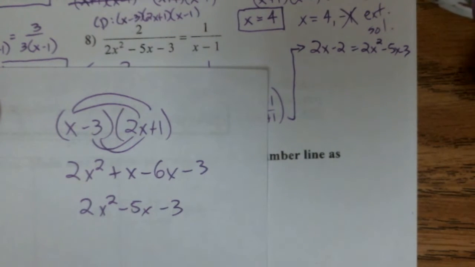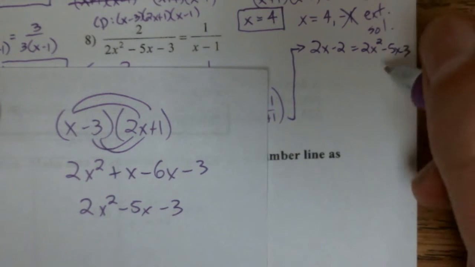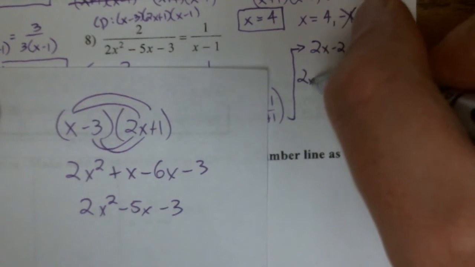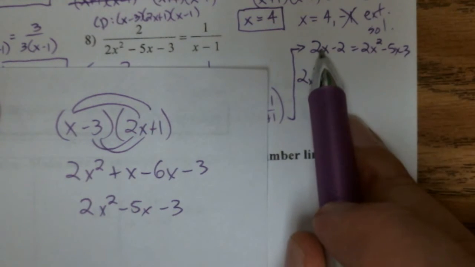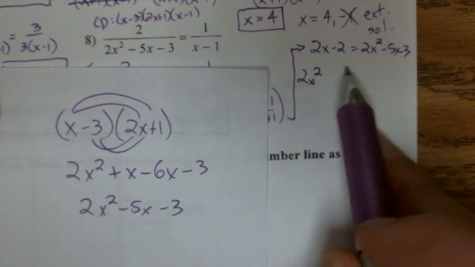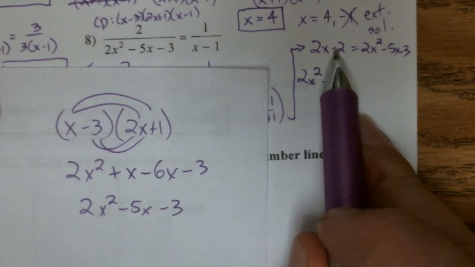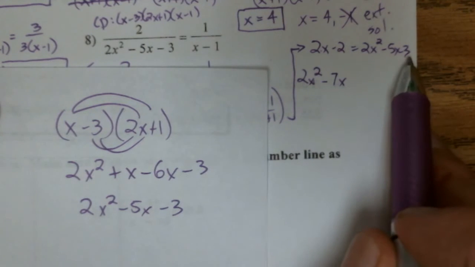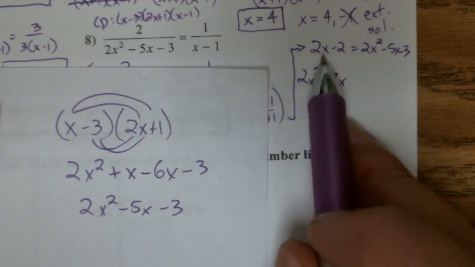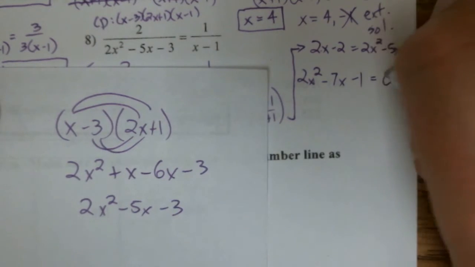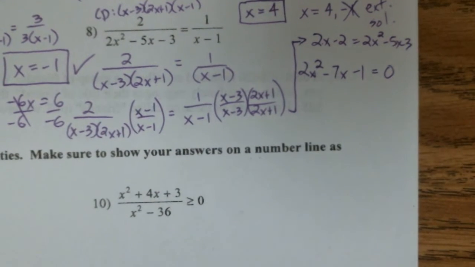Guess what? I have a quadratic. How do I solve a quadratic? Set it equal to 0. I'm going to keep the 2x squared there. If I move this to the other side, subtract 2x, that's going to be a minus 7x. And if I add 2 to both sides, -3 plus 2 is going to be minus 1, and now that's going to be set equal to 0.